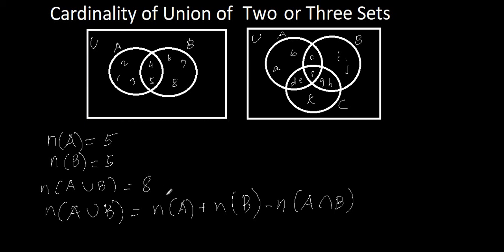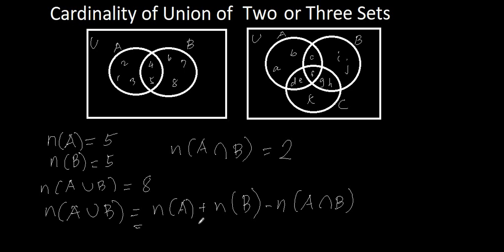To use this formula, we need to find first the cardinality of A intersection B. How many elements belong to the intersection of set A and set B? We have these two elements, 4 and 5, so there are only 2 elements. The cardinality of A intersection B is equal to 2.